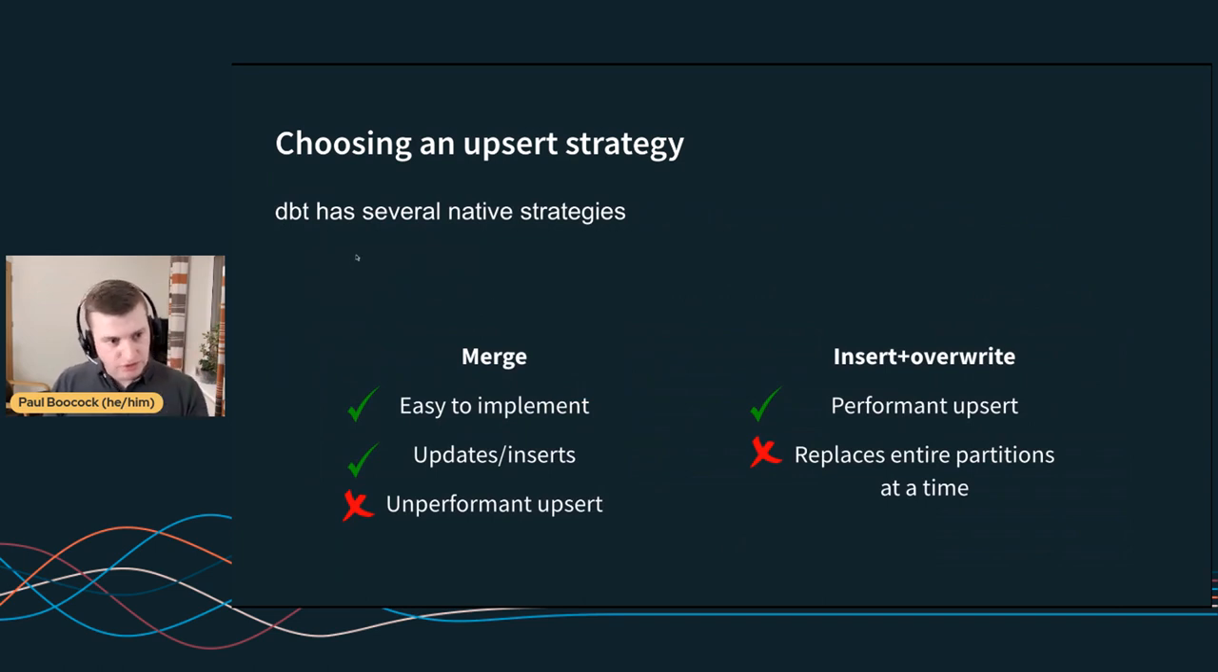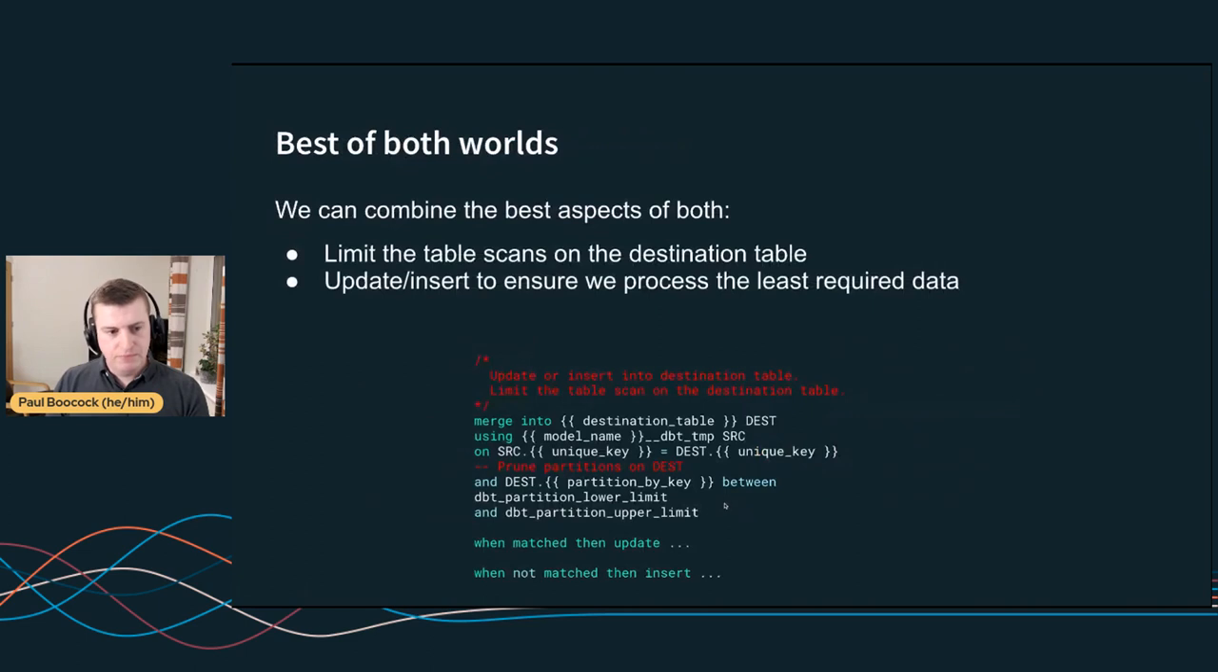So in dbt, there are several native strategies for you to pick from, and we've got the merge strategy, very easy to implement, updates and then inserts, but it's reasonably unperformant upserts. I think that's pretty typical for most things, easy to implement, a little bit unperformant. Or you can have the insert and overwrite technique, a very performant upsert, but it replaces entire partitions at a time. Or perhaps we could even have the best of both worlds.